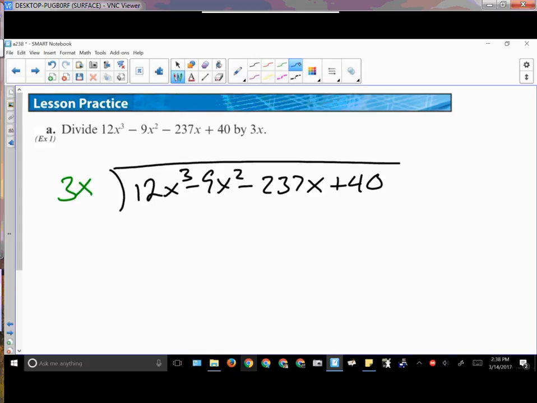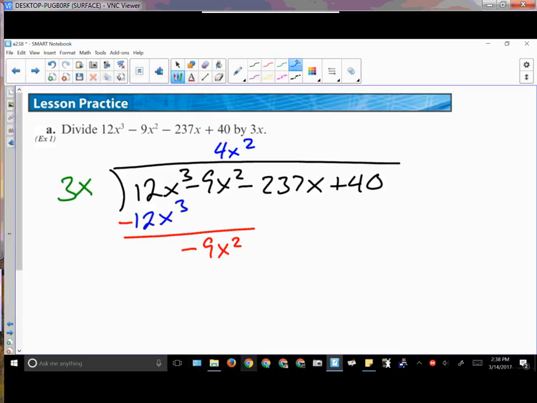Okay, so start off the question again. What do I got to multiply 3x by to get the 12x cubed? Well, that would be 4x squared. So 4x squared times 3x gives me 12x cubed. Change the sign, subtract. Now we bring down the minus 9x squared.